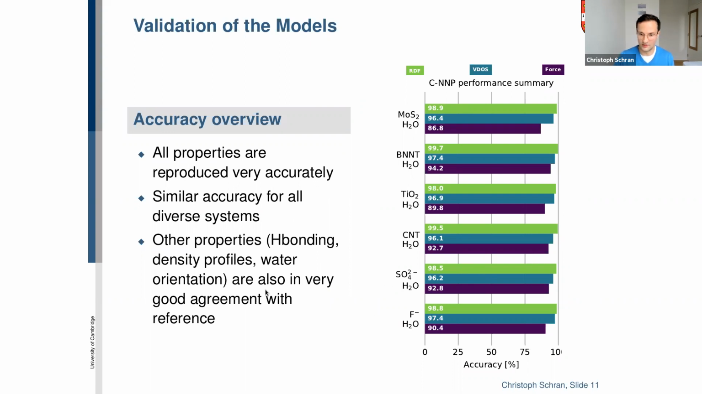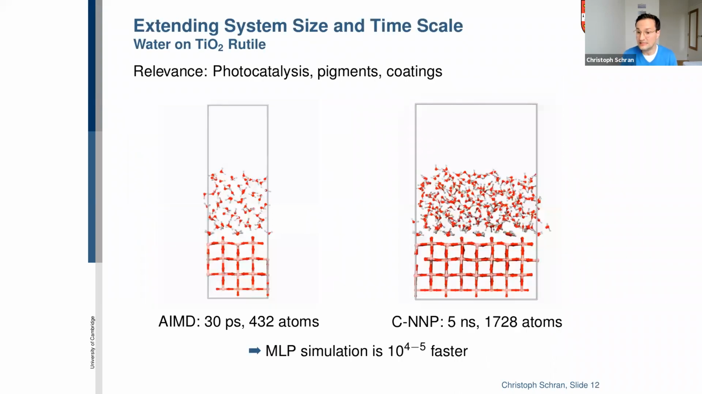And in order to really convince ourselves that this is meaningful for other properties as well, we have checked other things like hydrogen bonding, the density profiles, the water orientation, and overall saw very good agreement with our reference. So this now means that for all these diverse systems, for all the 6 systems, we could look in detail in long simulations with extended system sizes and try to answer chemical questions.